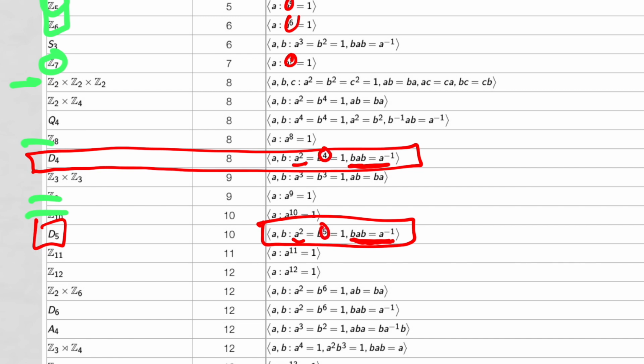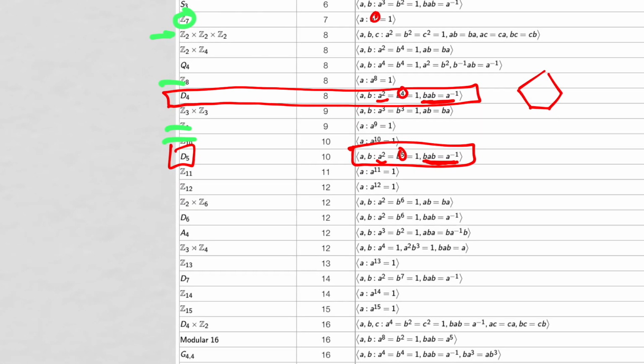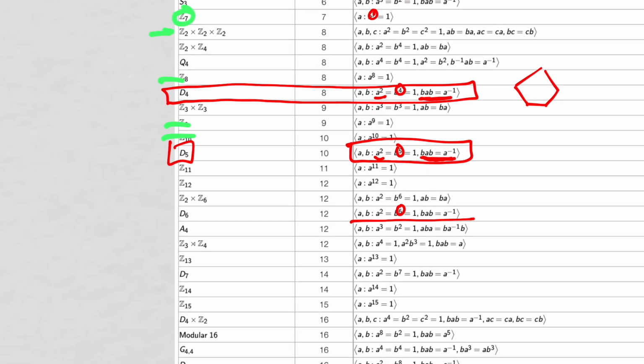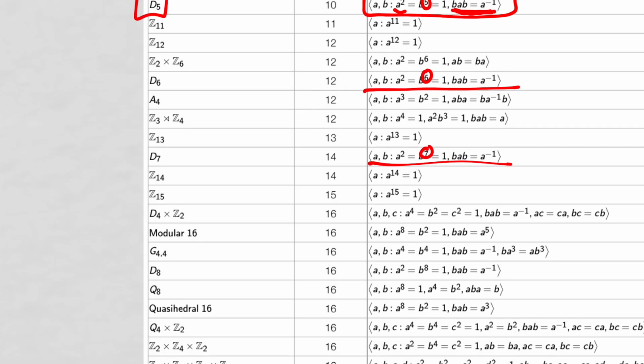In other words, the rotation exponent of the dihedral group, if you think about it in terms of these polygons, this rotation idea is changing by 1 every single time. Let's see if that pattern holds. D6, sure enough, you get b to the 6th. D7, everything's the same, b to the 7.